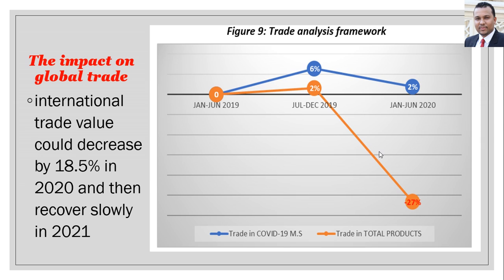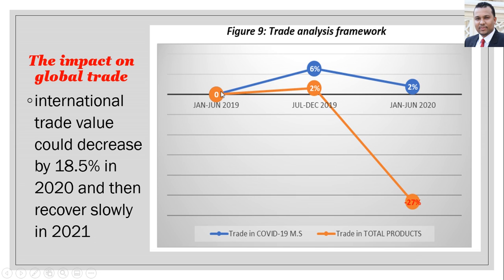According to the WTO, the World Trade Organization, the trade value decreased by 18.5% in this year compared with last year, 2019. It may recover slowly in the next year, but which category of products increased in international trade? This is the blue line: trade in COVID-19 medical supplies, the growth rate for COVID-19 medical supplies. And the orange line is the growth rate for total products or total goods.